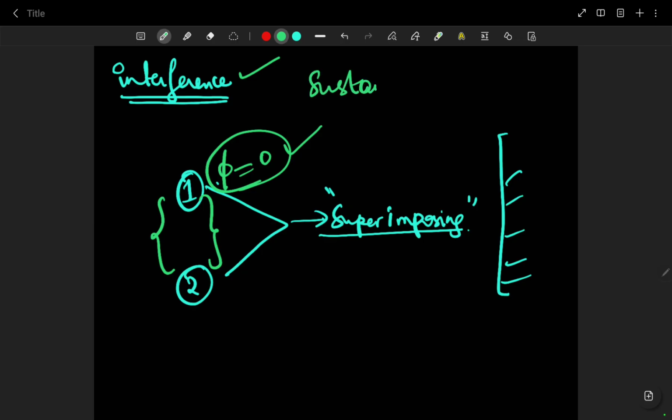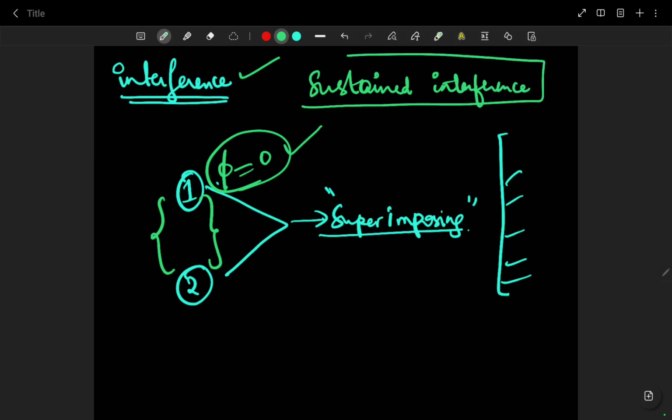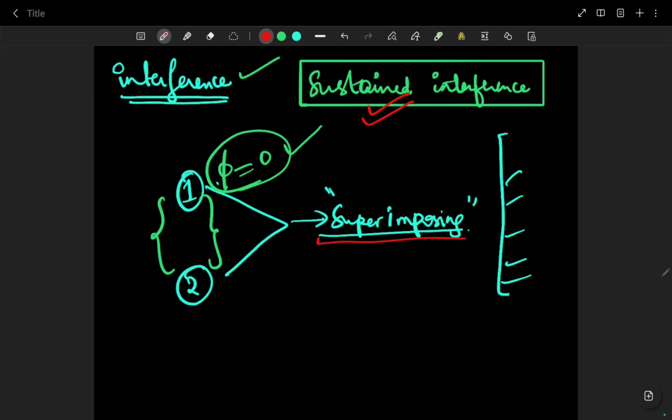Only then will you be able to see sustained interference. Sustained interference means you'll be able to see the pattern on the screen for quite a while, so that you can go ahead with your observations. That will only happen if the phenomenon is sustained. Just like reflection, refraction, and dispersion are phenomena of light, in the same way interference is also a phenomenon where we are adding up the light waves, the electromagnetic waves coming from two different sources, and we have taken sources with zero phase difference.